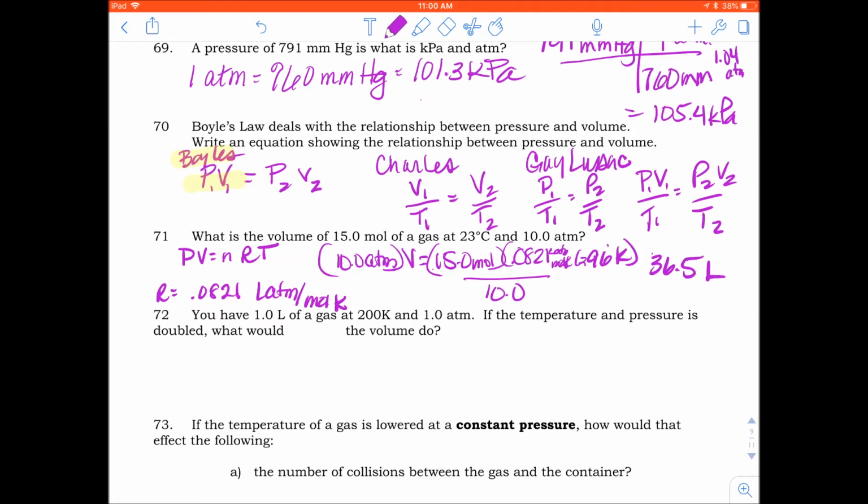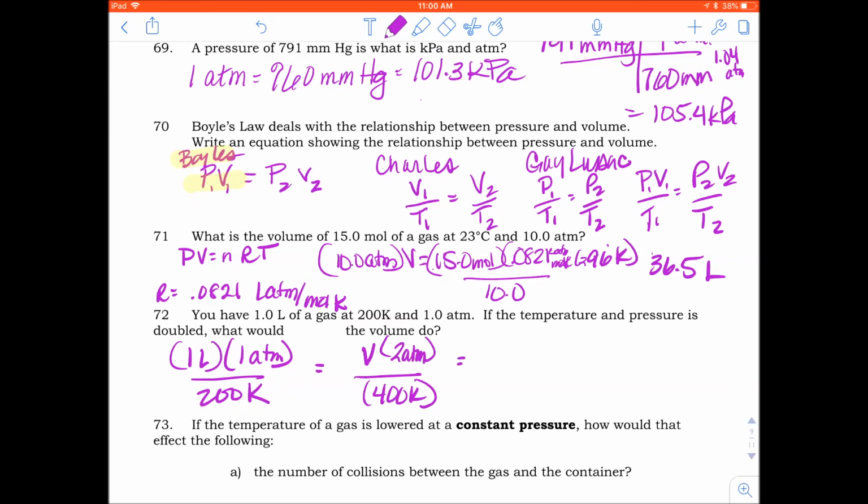72. You have 1 liter of gas at 200 Kelvin and 1 atmosphere. If we double the pressure, what will the volume do? Well, this is going to use PV over T. We have 1 liter of gas. It is at 1 atmosphere and a temperature of 200 Kelvin. We're going to double the temperature, so we're now going to have 400 Kelvin, and we're going to double the pressure, 2 atmospheres, and solve for V. Well, if you do that, you're going to end up with 1 liter. That's because pressure varies inversely to volume and temperature varies directly. And if you're doubling them, one of them will have it by 2, the other will multiply it by 2.